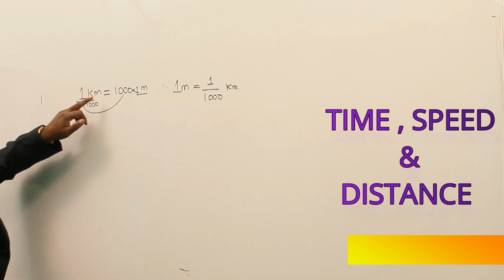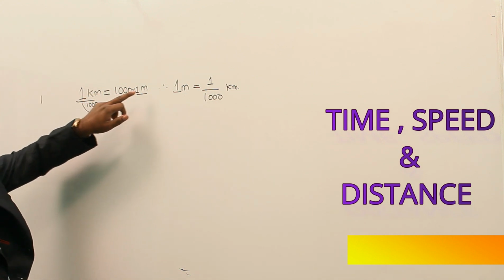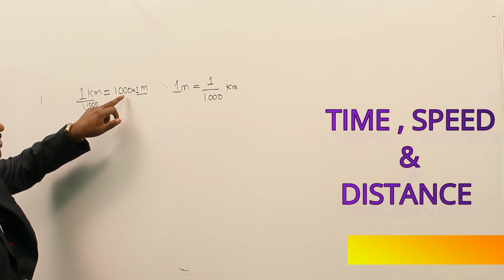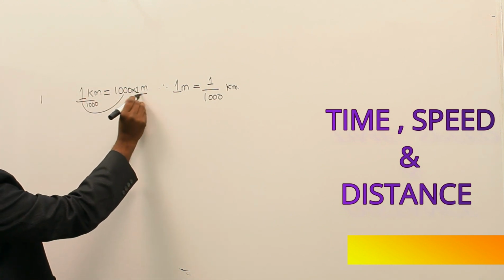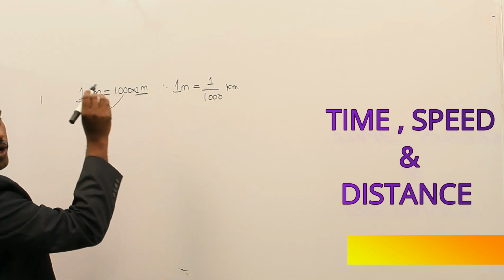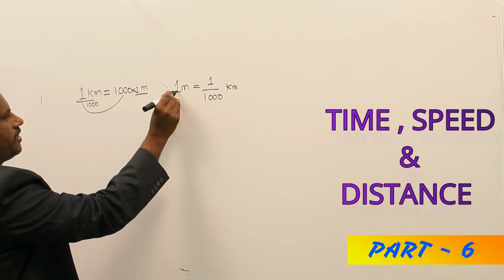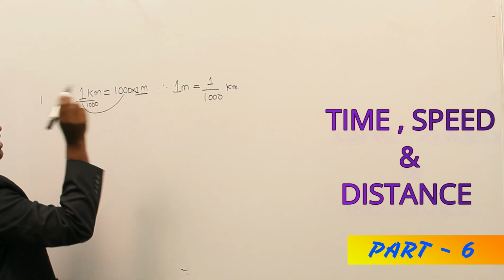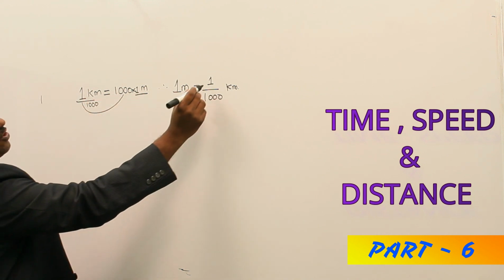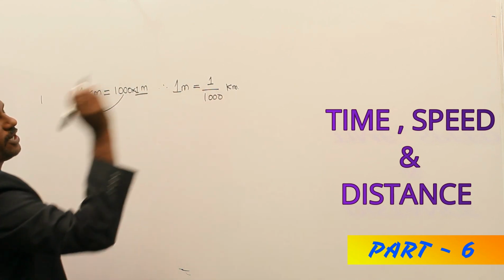So 1 kilometer equals 1000 meters. For simplification I put it as 1000 into 1 meter. Suppose we need 1 meter, we convert it like that: 1 meter equals 1 divided by 1000 kilometer.